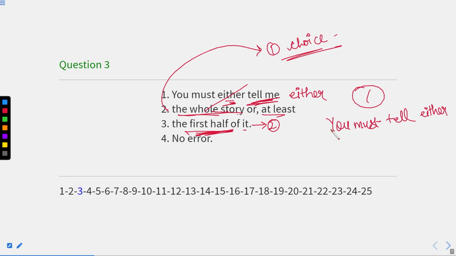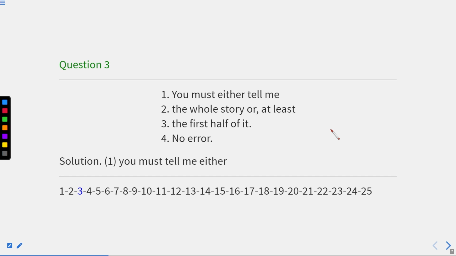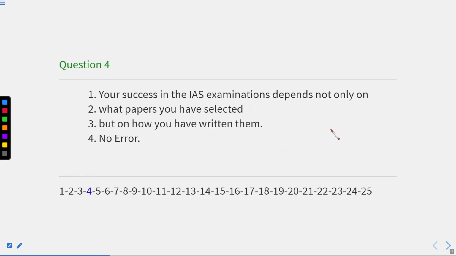So the position of either-or, neither-nor, not only-but also matters a lot in these types of pair conjunctions. Okay, so this is very, very important, and this should be kept in mind while we are speaking as well. Here the error will be in the first part of the sentence, and the correct answer will be: you must tell me either the whole story or at least the first half of it. Okay, now let us move to the next one. Now this one is question number 4.